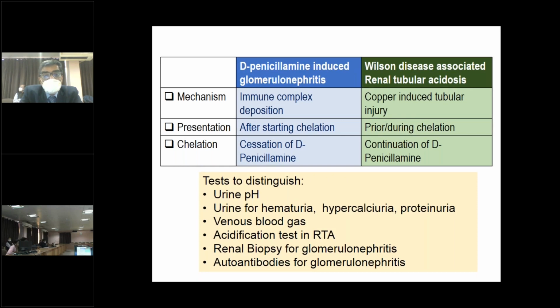The most important thing to note is the treatment. That is, we have to stop D-penicillamine in case of D-penicillamine-induced glomerulonephritis, while we have to continue the same in renal tubular acidosis. Now, how to distinguish the two?